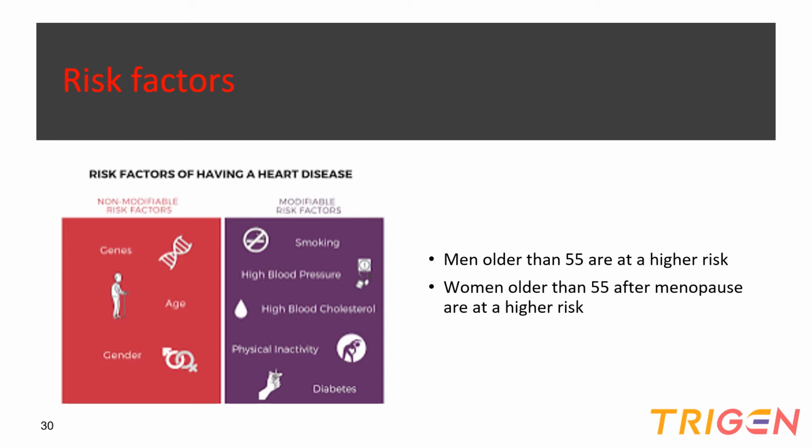We have covered this briefly during the first part. There are a myriad of risk factors for heart disease. Modifiable risk factors include smoking, high blood pressure, high cholesterol, lack of exercise, and diabetes. Increased age and a family history of heart disease also increase one's risk of ischemic heart disease. Men older than 55 are at a higher risk, while postmenopausal women older than 55 also face a higher risk.